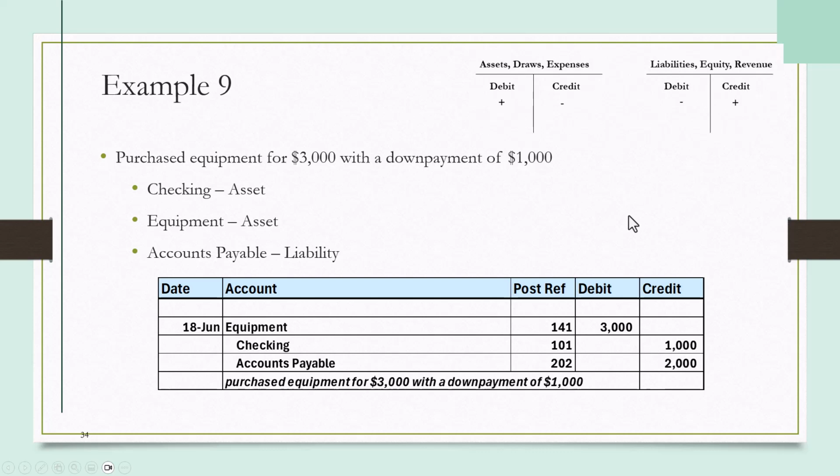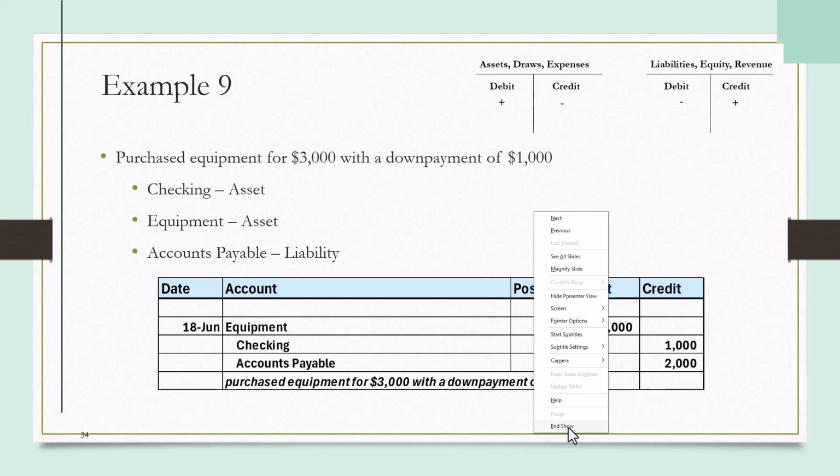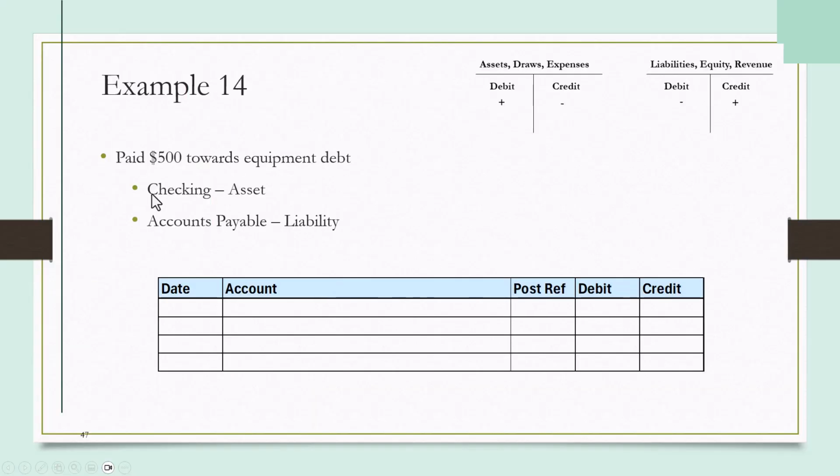Well, now they're making a payment towards this accounts payable. So we're going to do the opposite. We're going to subtract from a liability. So let me go back to that. We are subtracting from the checking account because they're paying something, and we're subtracting from a liability because the debt is reducing.